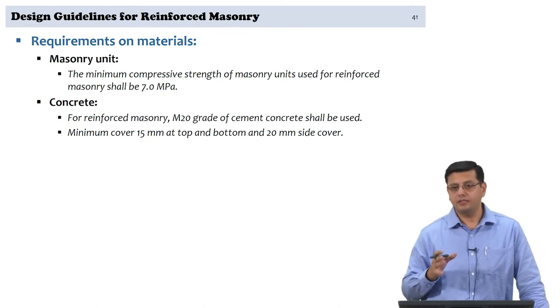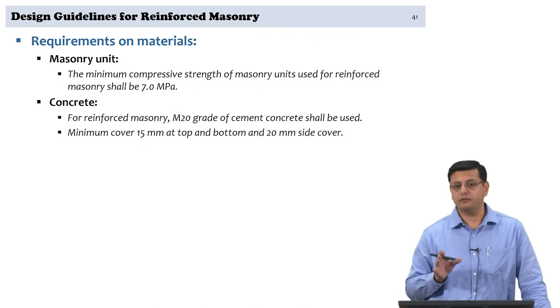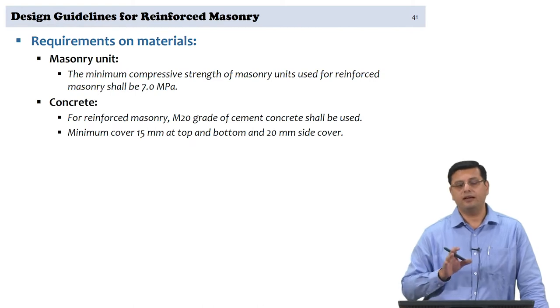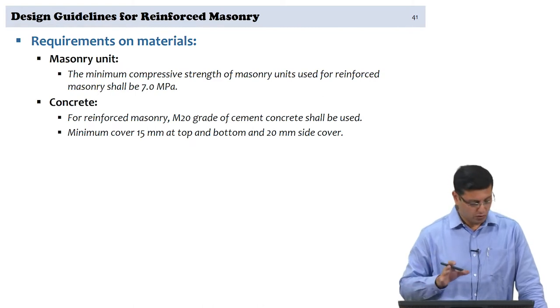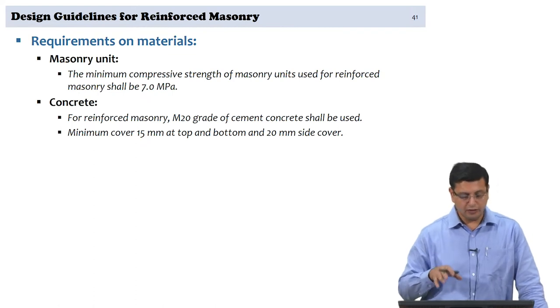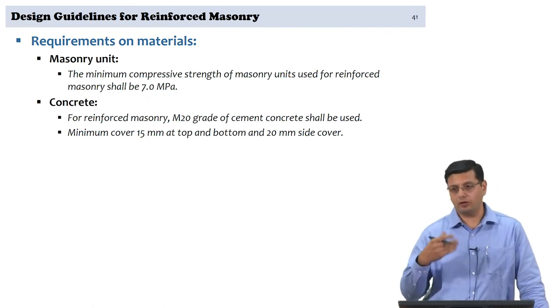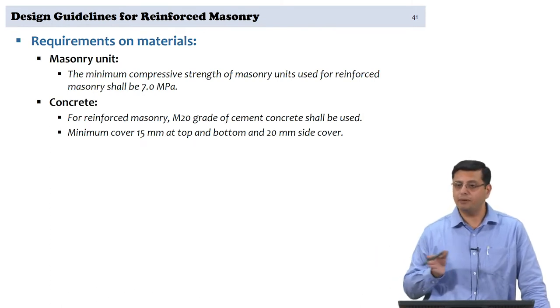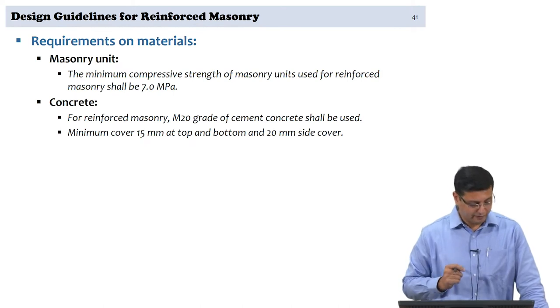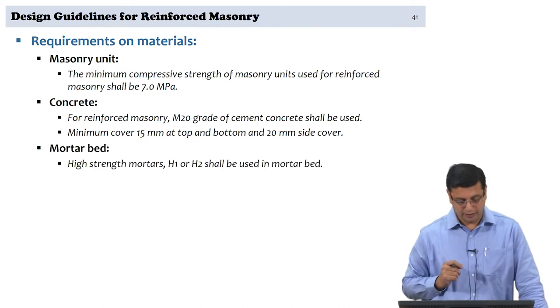So, this requirement should dictate the number of bars you will actually be able to place within a given pocket itself, and choice of bar diameter. So, wherever you are placing reinforcement in a groove, ensure that at the top and the bottom, if it is horizontally placed, you have 15 mm at the top and the bottom, whereas 20 mm on the sides in the cross section as cover provided by concrete to the steel reinforcement.